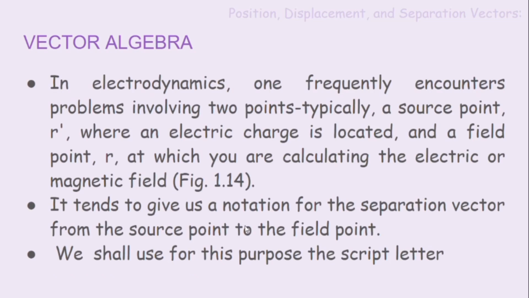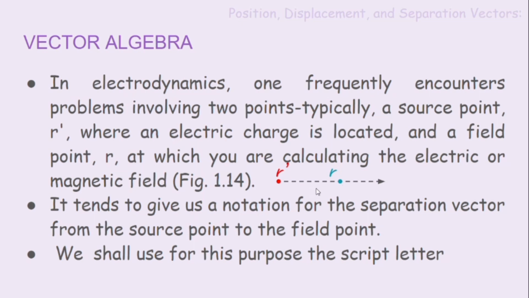Now we will see that in electrodynamics we typically have 2 points. One is the source point, which is represented by r prime, and one is the point r where we want to calculate the electric field or magnetic field. As we can see here, this is the r prime point and this is r. This is the source point, and this is the point where we want to calculate the electric field or magnetic field. So this is the separation or difference between these two vectors or points.